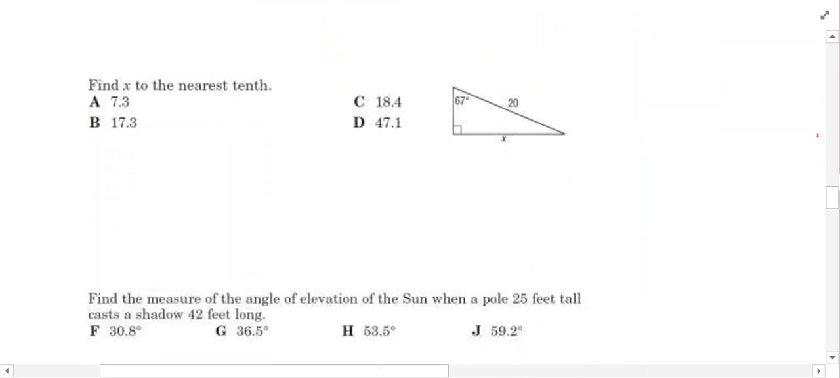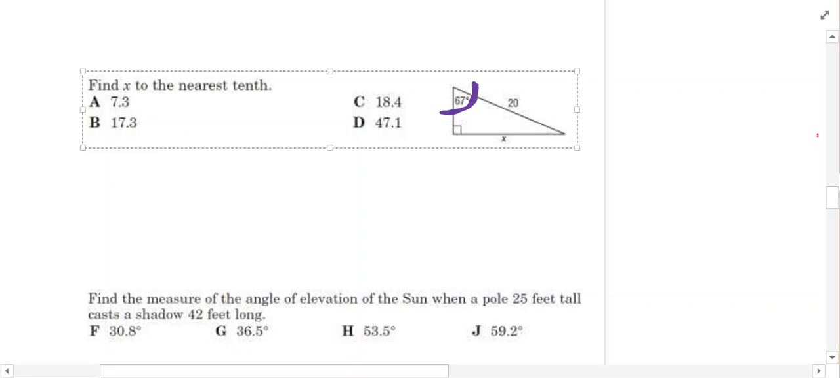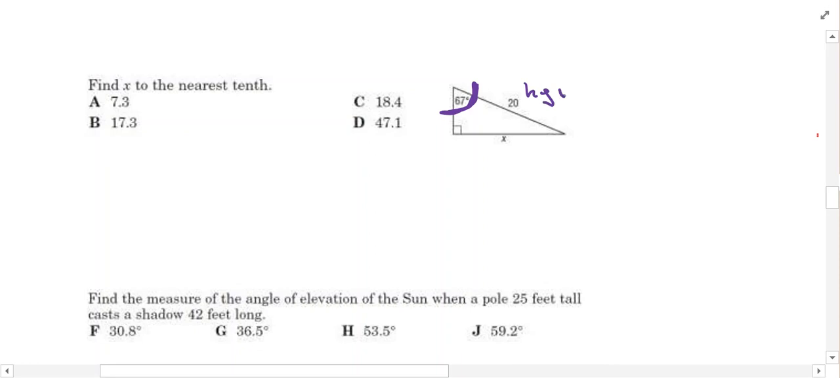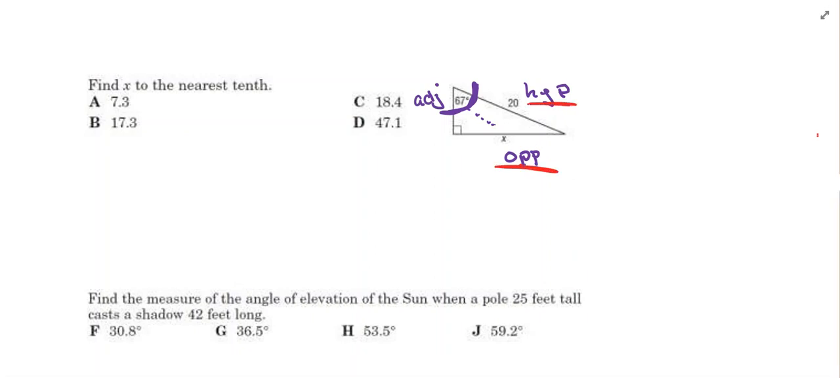Now for the next problem, we are given this angle, which is 67 degrees, and one side. So we need to use either sine, cosine, or tangent to solve this problem. Looking at the problem, the first thing I'm going to mark is that this is a hypotenuse. This is the opposite, and this is the adjacent. I want to find the opposite, and I'm given the hypotenuse. The one function that has the opposite and the hypotenuse in it is sine.